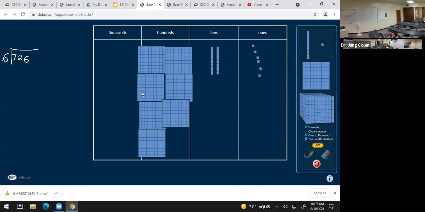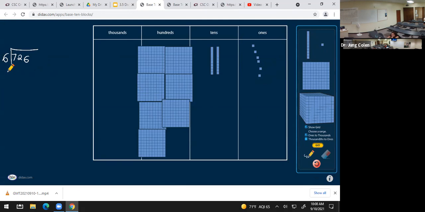So this shows 726, right? I can write 726 here, and we are dividing this by 6. What does dividing by 6 mean? We are putting this into 6 groups, and we're going to see how many go in each, right?